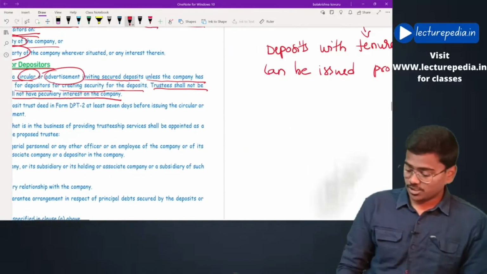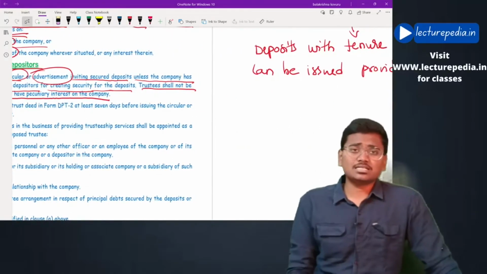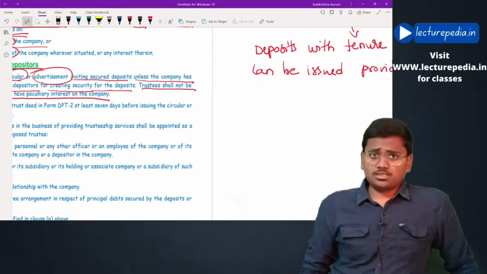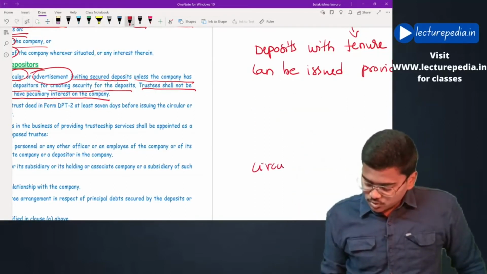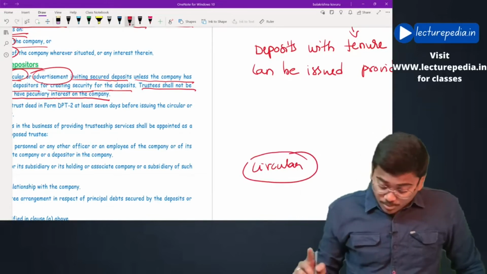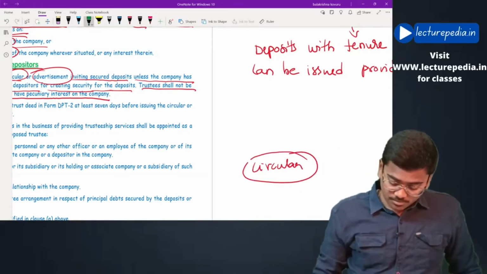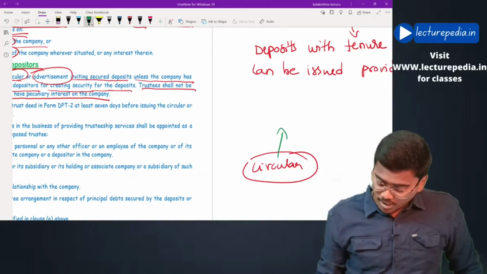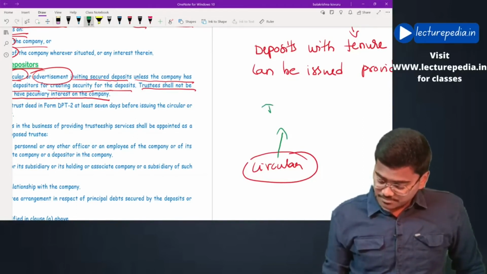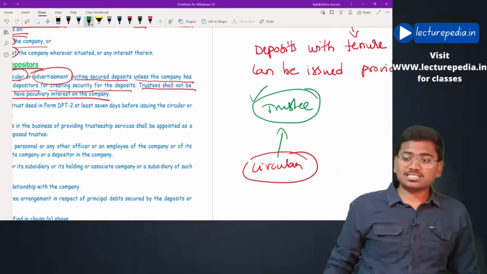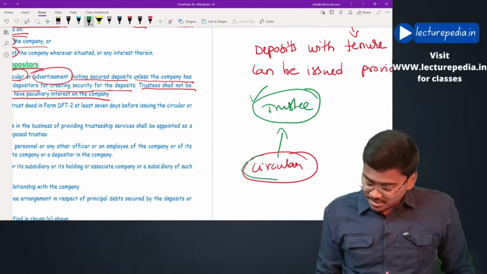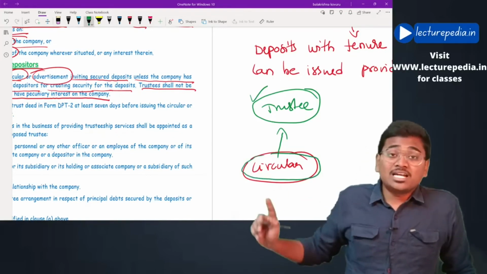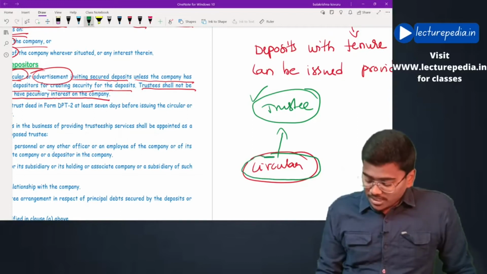See, first of all, we have discussed that in order to raise deposits, the company has to issue the circular. Now, before issuing the circular, the company needs to appoint the trustee. Only after appointing the trustee can the company issue the circular. In fact, in this circular the company should specify the name of the person who has been appointed as a trustee.